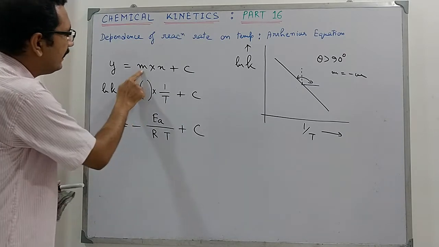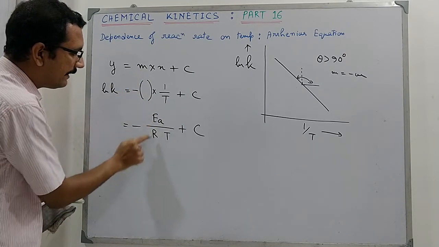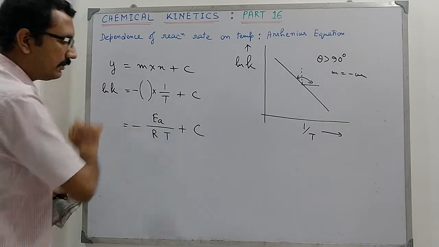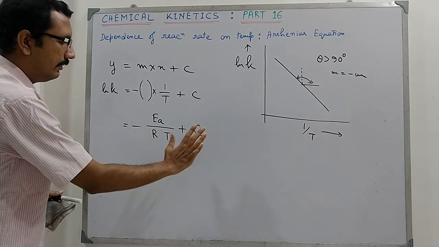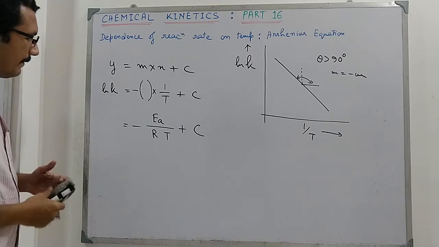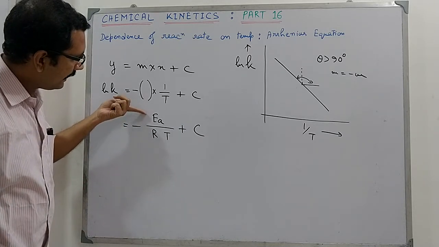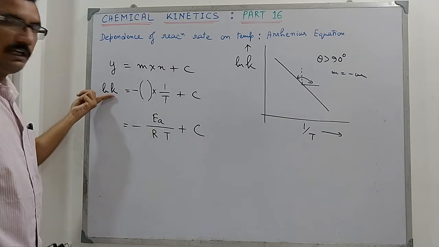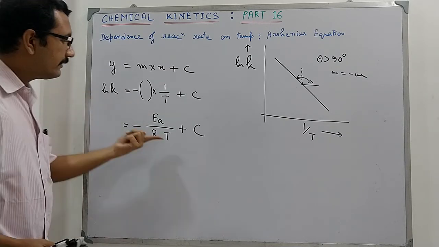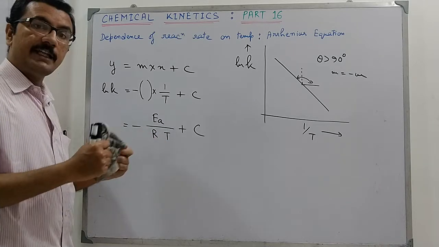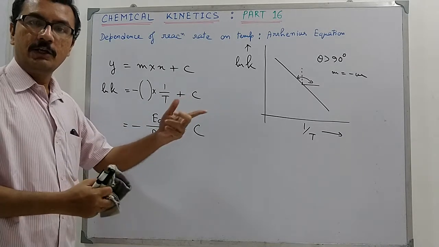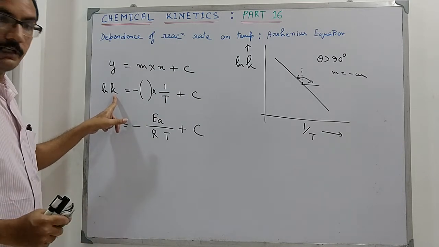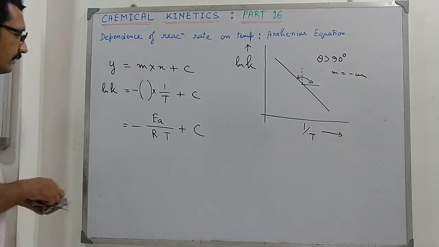Now, what is m then? m is minus EA by R. So it is a negative slope, R is positive, activation energy is positive. So this is the relation. Now you see, this activation energy will restrict the rate of the reaction and this thermal energy will provide energy to the system to cross the barrier. So there is an interplay between the two that generates the rate of the reaction.